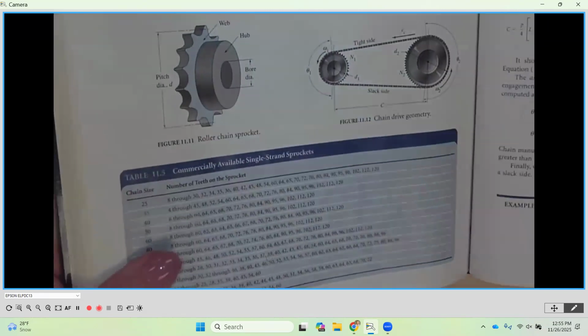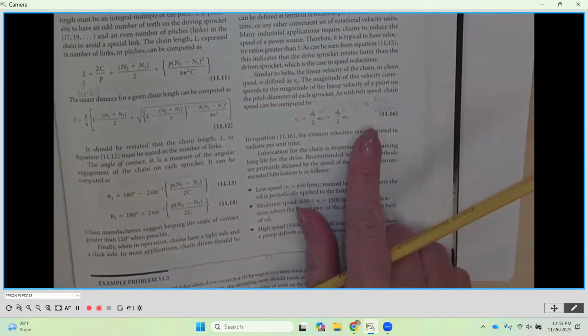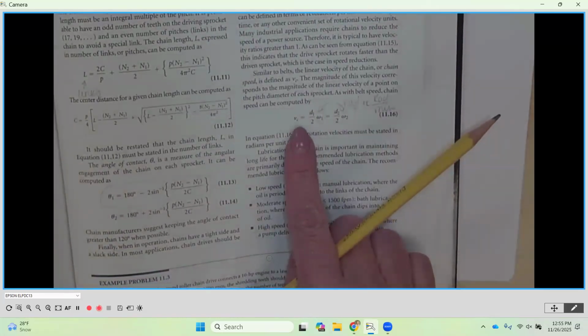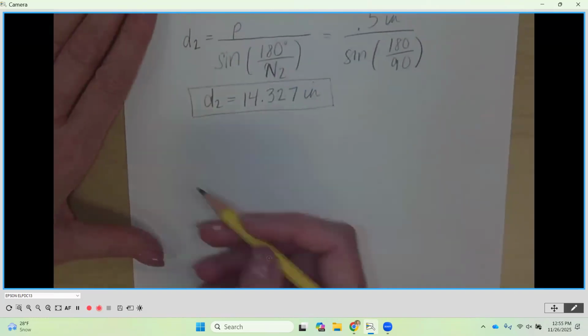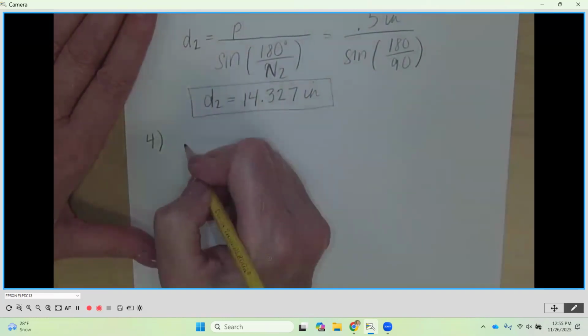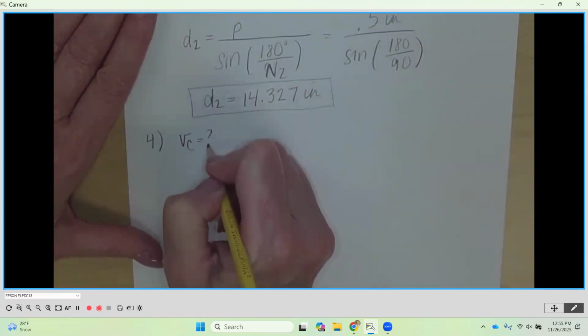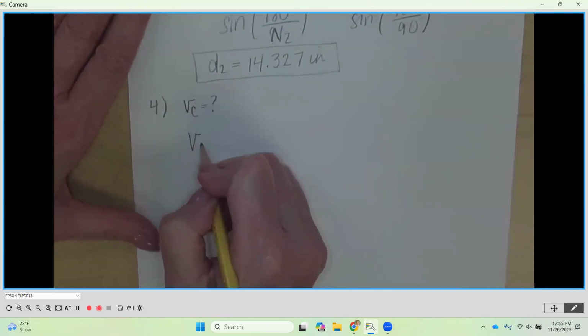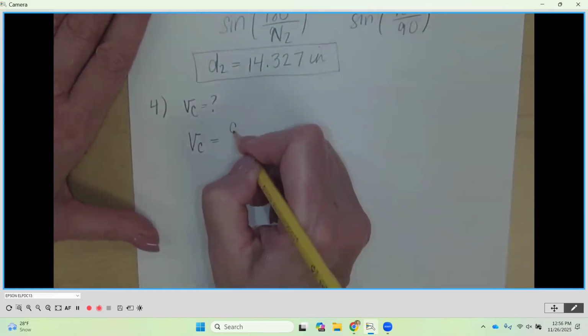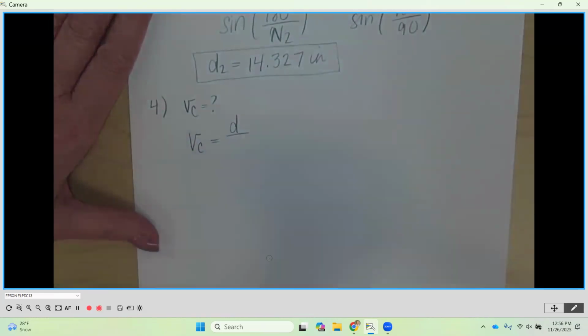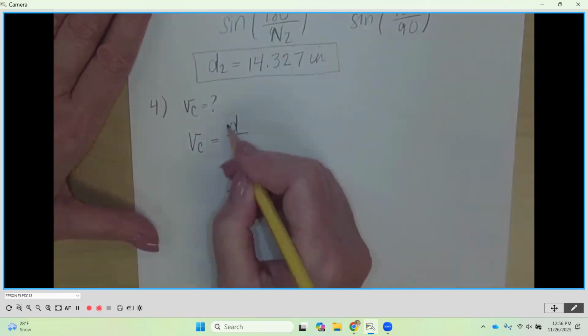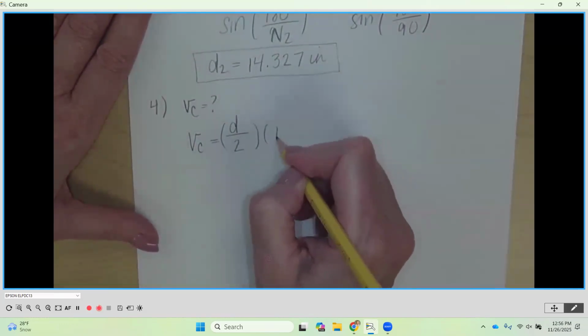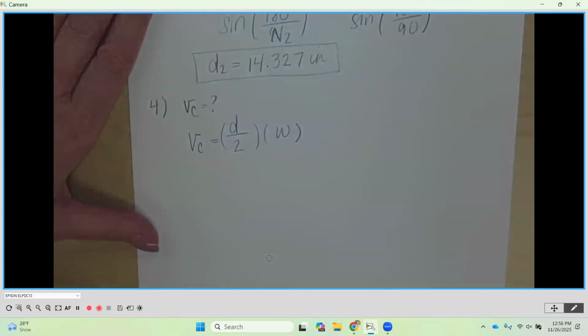So chain speed is going to be VC. The equation for VC is equation 1116 here. This is the straight line velocity component of the rotational speed of either one of those shafts. So it's how fast the chain is going. The chain speed is equal to the pitch diameter divided by 2, because this is the radius, times the angular velocity.